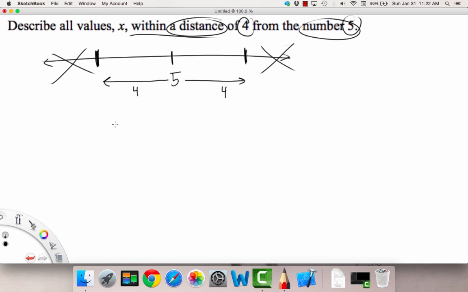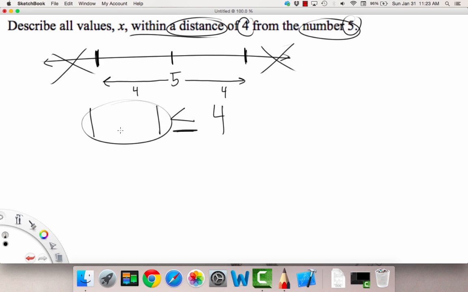So here's the answer. We're going to say distance, which is given by the absolute value of something being subtracted, right? It says it's supposed to be within a distance of 4. So that means our distance, whatever's inside our absolute value signs, has to be less than or equal to 4. Okay? So that gives you whatever x is, that's within your distance of 4 from the number 5.